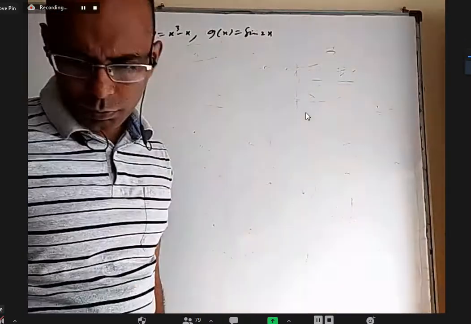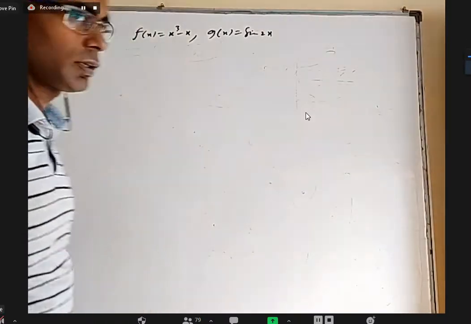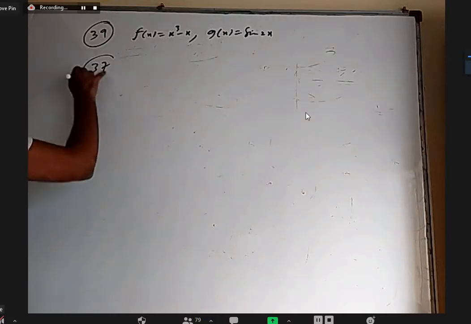Now, what's the... Sir, difference? 37, sir. Oh, 37, I'm not done. Okay. Let us do 37, then come back.